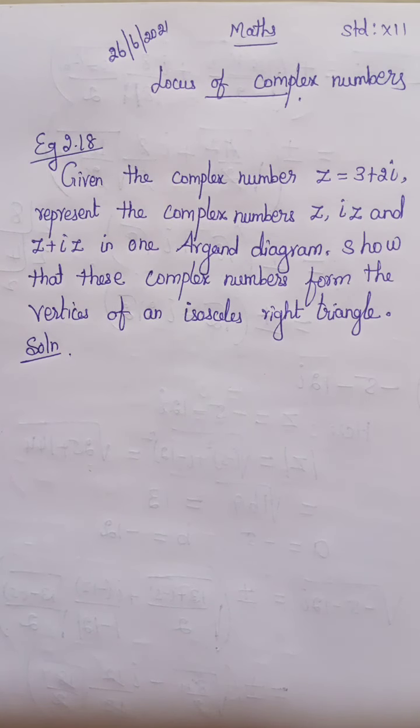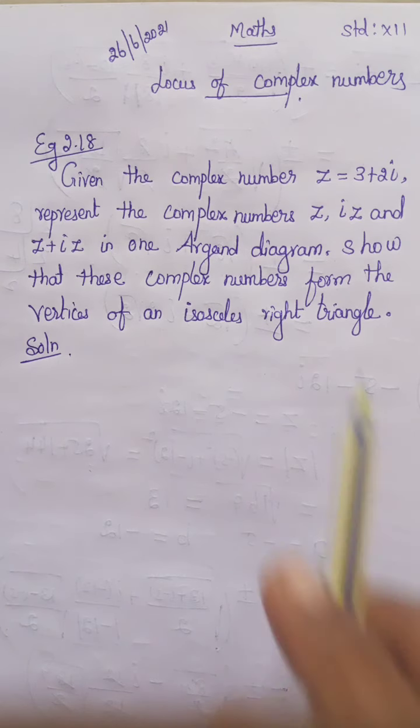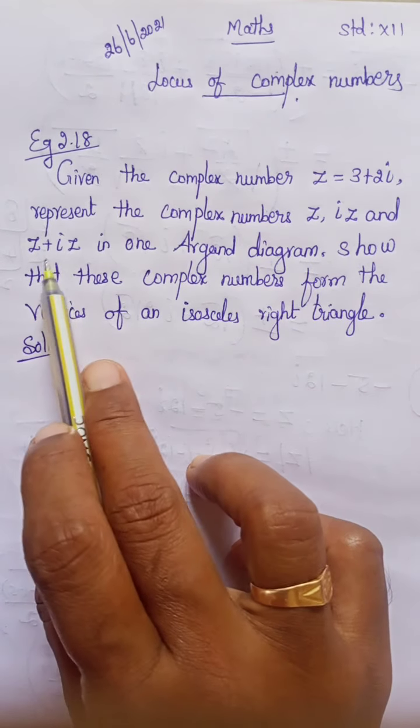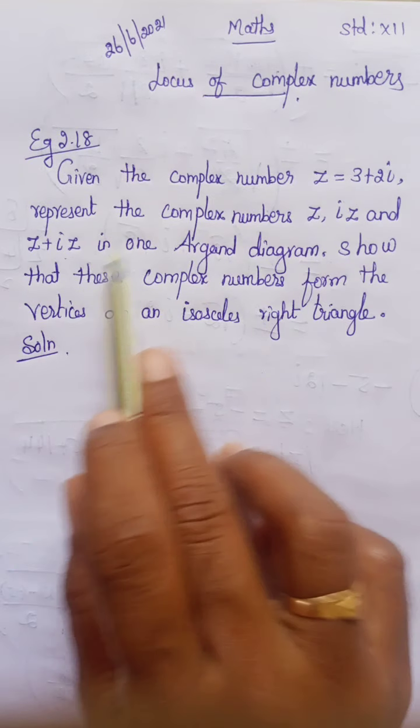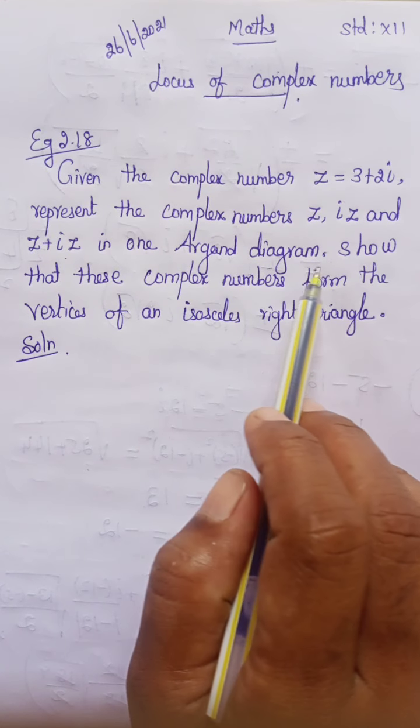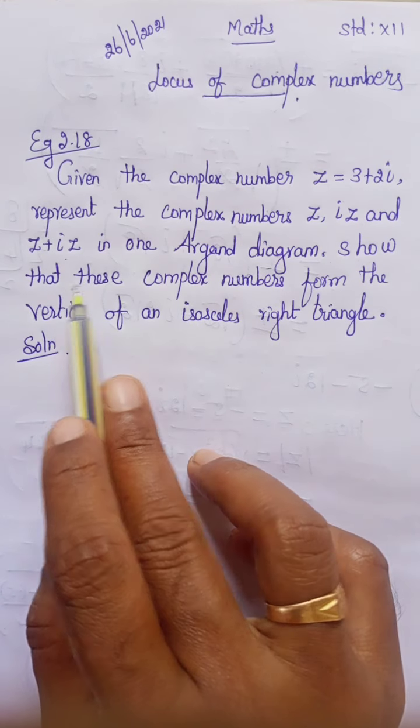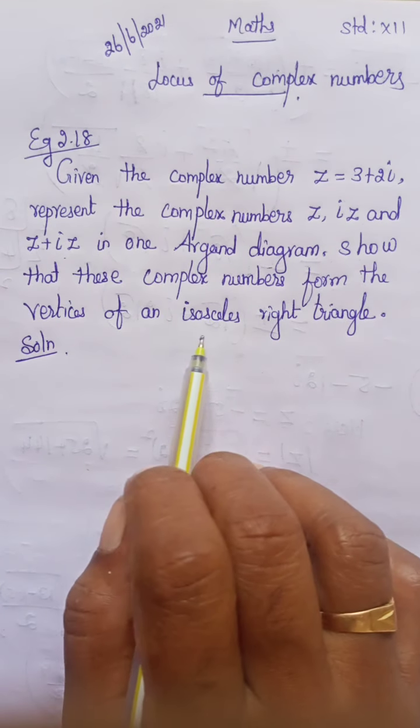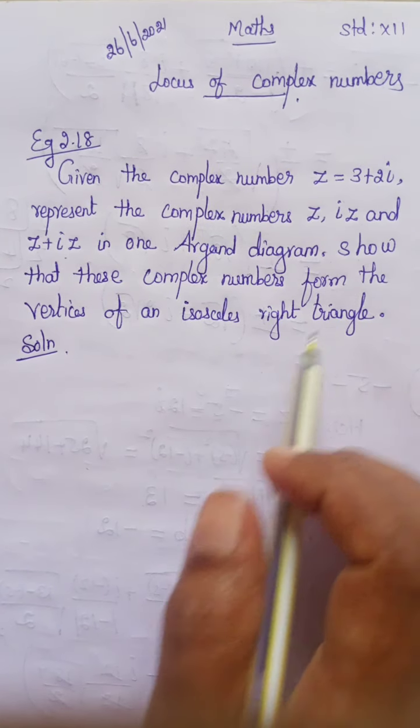Now here is example 2.18. Given the complex number Z is equal to 3 plus 2i, represent the complex numbers Z, iZ and Z plus iZ in one Argand diagram. Argand diagram, what is that? That is drawing the graph, keeping the x-axis as the real part and the y-axis as the imaginary part. So we have to find out what iZ and Z plus iZ are, and mark all these 3 points in the Argand diagram. After drawing that, show that these complex numbers form the vertices of an isosceles right triangle.